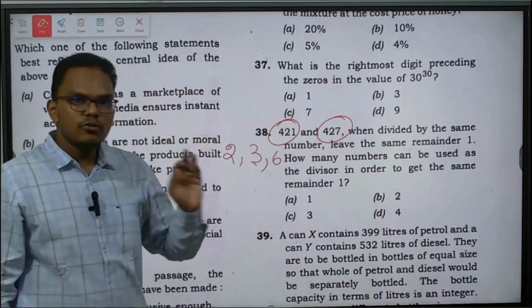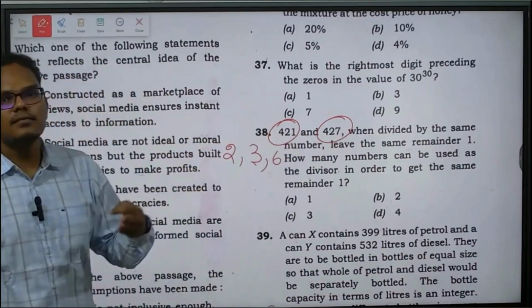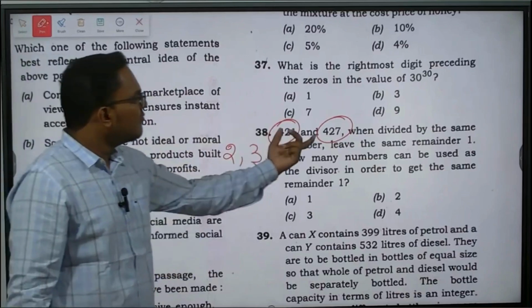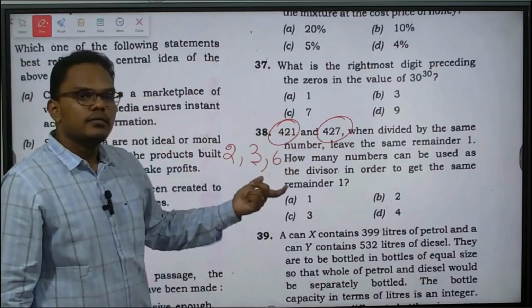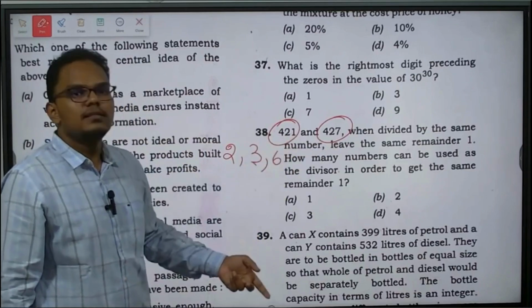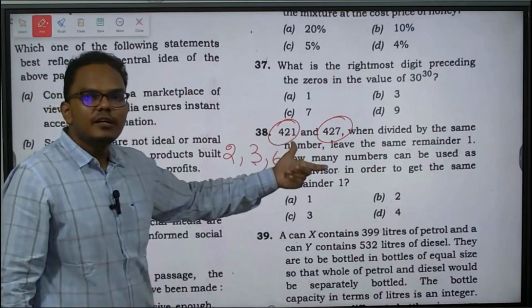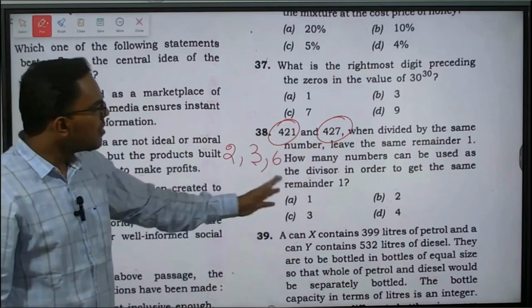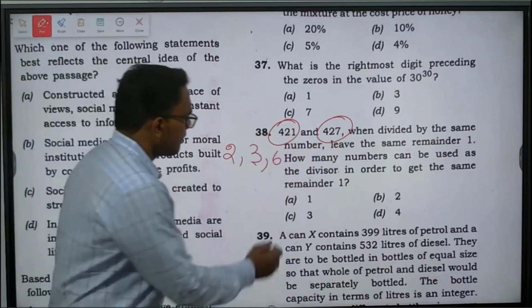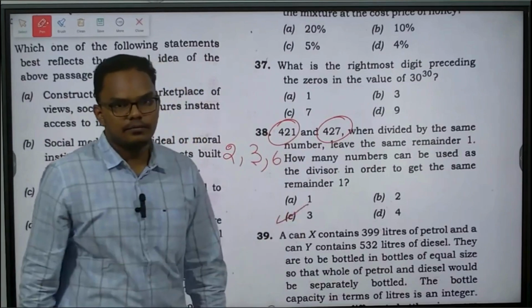Now there is no use in checking numbers other than 7, because the difference between the numbers itself is 6. So any number more than 6 is going to give different remainders for both numbers. You're not going to get the same remainder. So you have to stop within 6. So there are only 3.